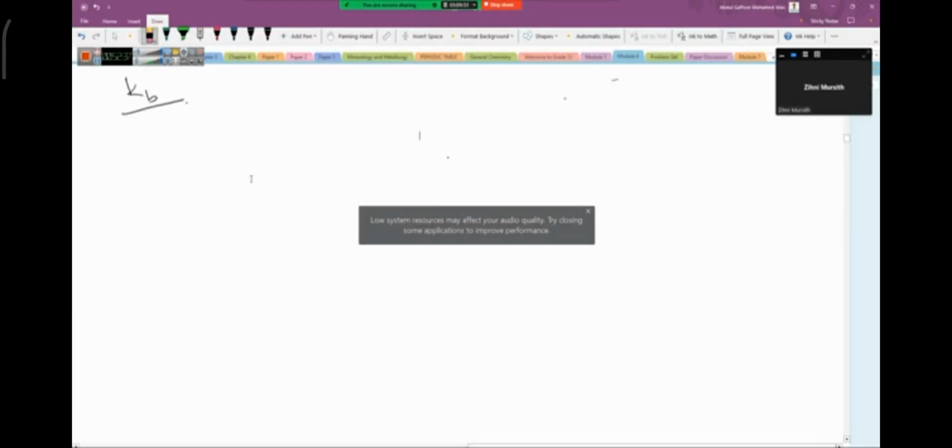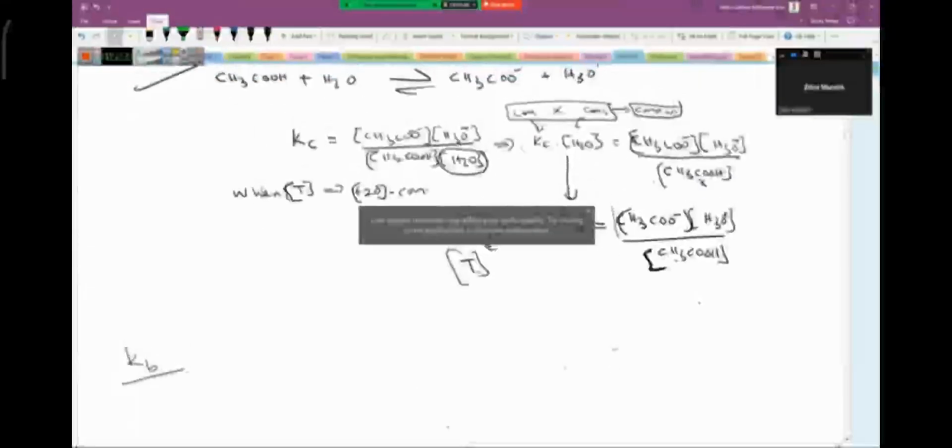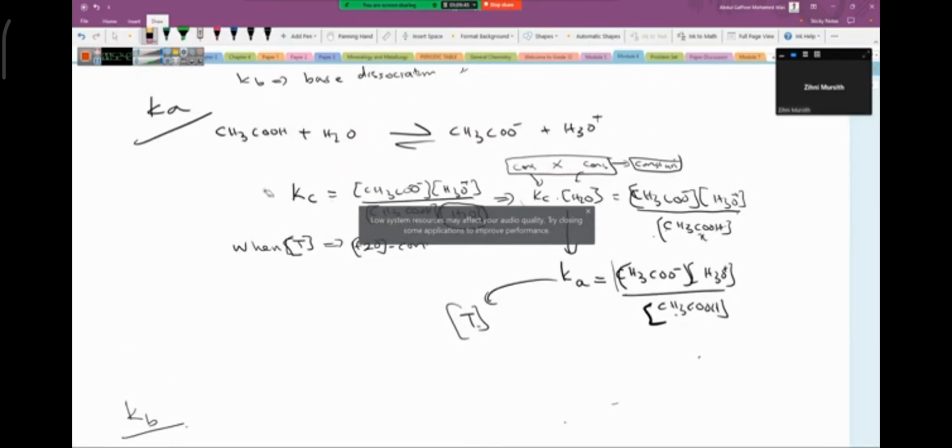Here, now CH3COO minus. So now what we are going to do is consider this CH3COO minus. CH3COO minus can accept one H plus, and hence it can act as a base. Do you agree with that? Okay, so this is a base.